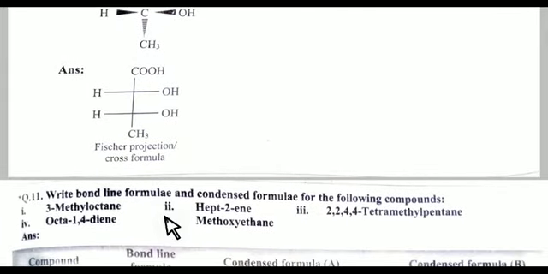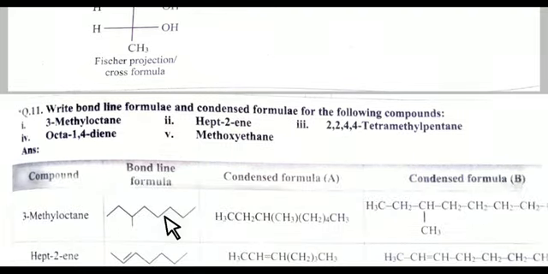Now next is: write the bond line formula and condensed formula for the following compounds. The first compound is 3-methyloctane. Octane means 8 carbon atoms are there. So 1, 2, 3, 4, 5, 6, 7, 8. See here, 8 carbon atoms are there and the 3rd carbon shows the branch, meaning this vertical line shows the methyl branch. So it is nothing but 3-methyloctane, and this is the bond line formula of 3-methyloctane.